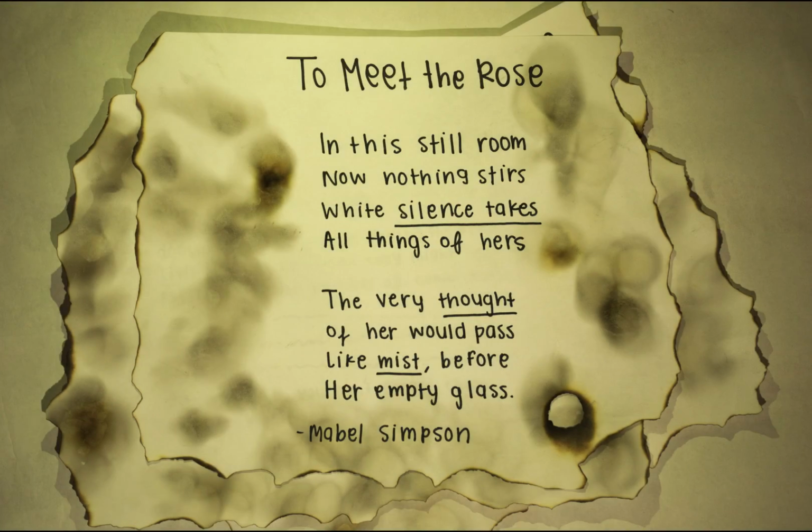In the poem To Meet the Rose by Mabel Simpson, several literary terms are present. Personification, which is an attribution of human nature to animals or inanimate objects, is found in lines 3 and 4. White silence takes all things averse. In these two lines, white silence is personified, giving it human-like capabilities to take the speaker's possessions. A simile is also used in the second stanza, apparent when thought and mist are compared. This shows the speaker's recent loss.